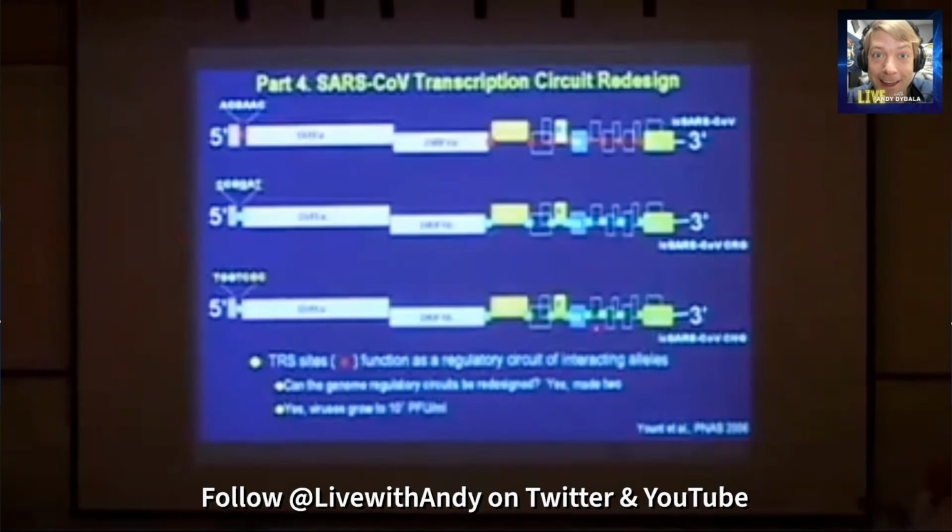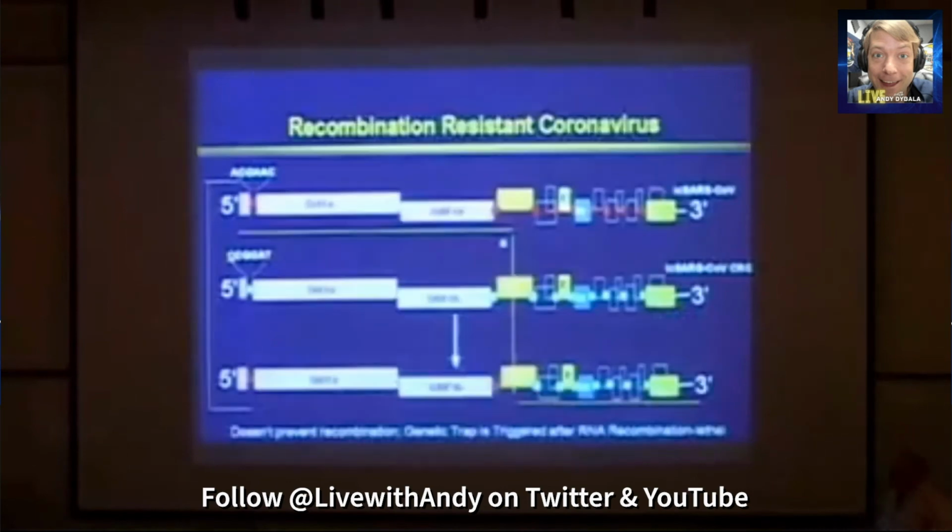Now, these viruses were viable. They grow to 10 to the 7th. They're small plaque mutants, but they grow just as well as wild type, and they produce all the appropriate subgenomic messenger RNAs. And if you're interested, take a look at this paper. So the answer is yes. Does it affect recombination repair? The answer is yes. That's also in that paper. I don't have time to go through the data.